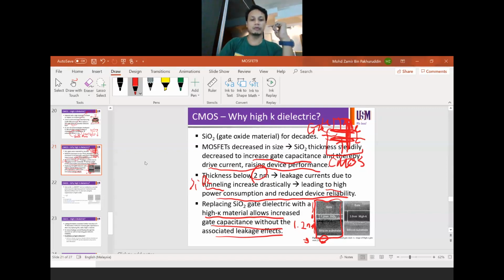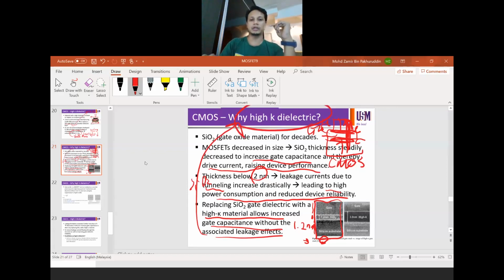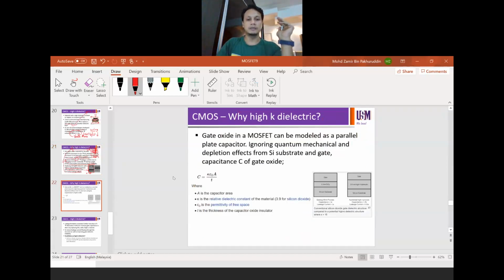Then, that's the reason of high K dielectric punya requirement. So we need to have a high K dielectric material to replace the silicon oxide. So on this slide, gate aux in a MOSFET or in a CMOS can be modeled as a parallel plate capacitor, just like I drew just now.